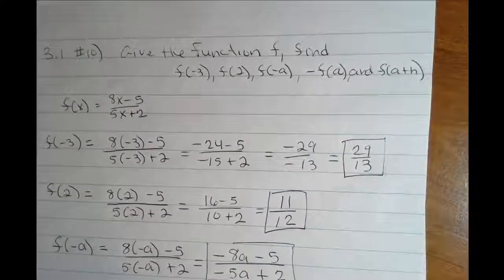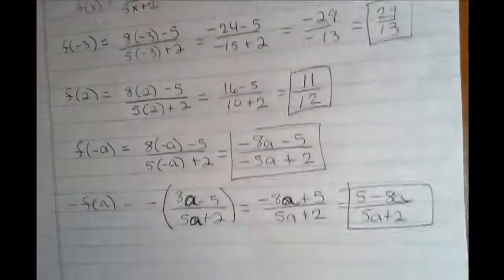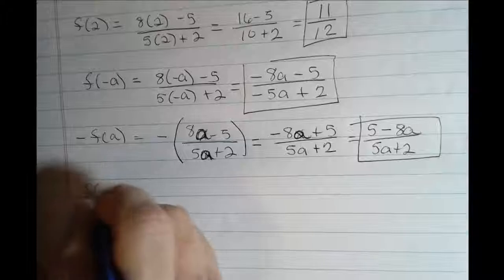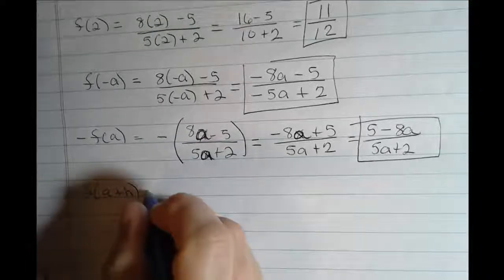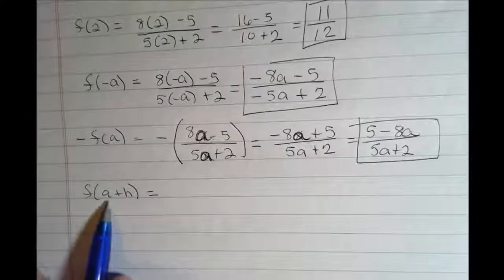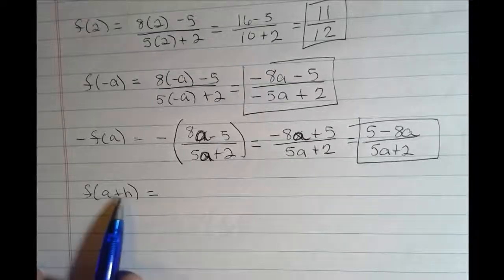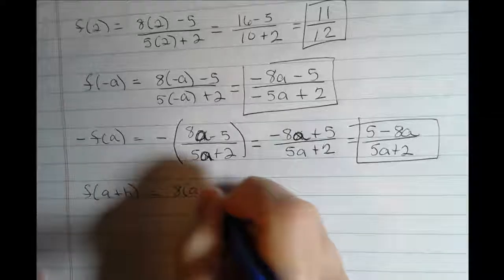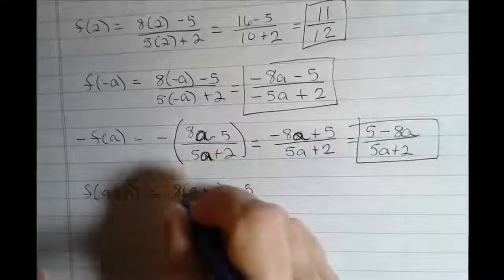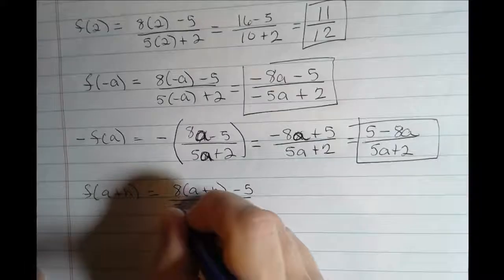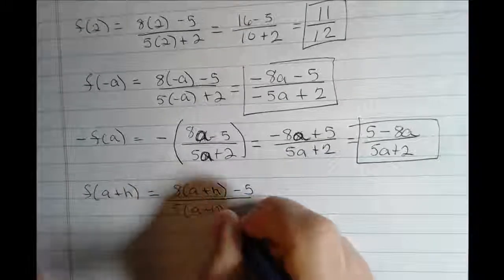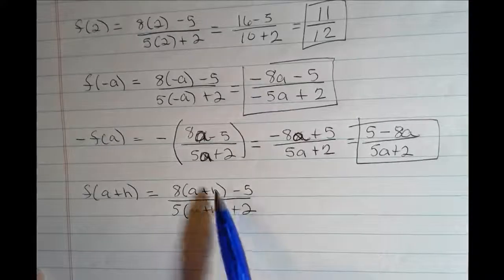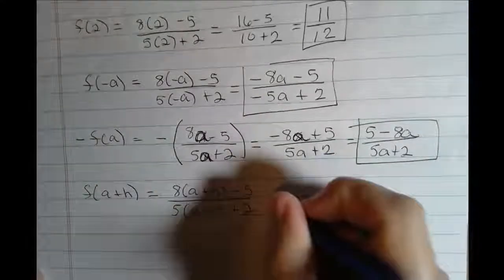is a plus h, f of a plus h. So I have f of a plus h equals, this time I'm going to substitute for my x, a plus h. So it's 8(a plus h) minus 5 over 5(a plus h) plus 2. So they go in for my x's for the function.